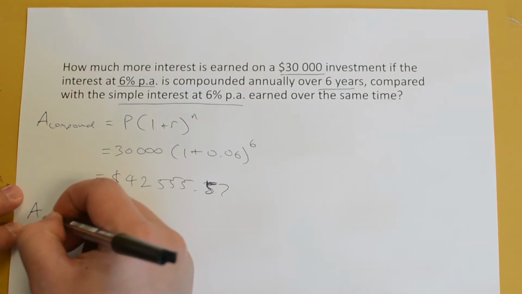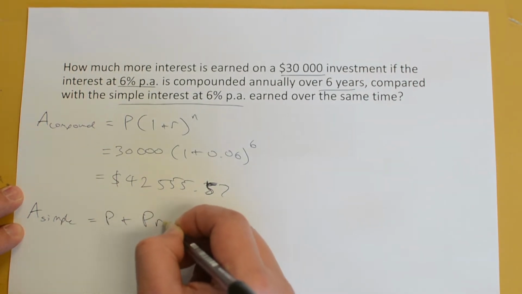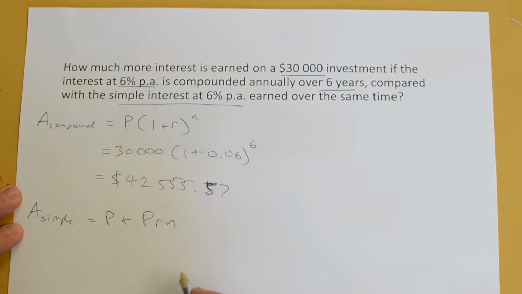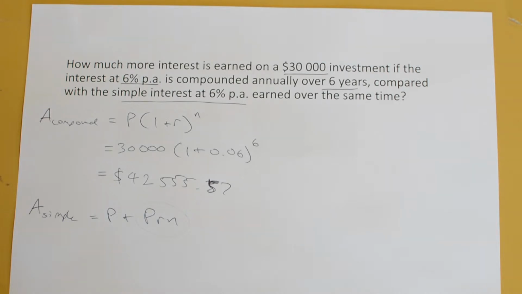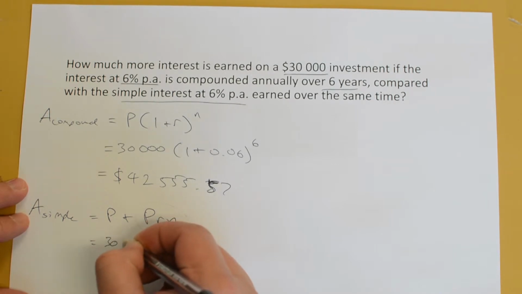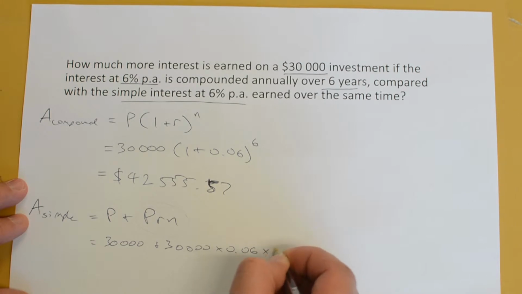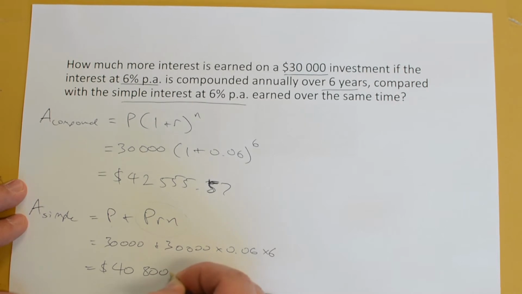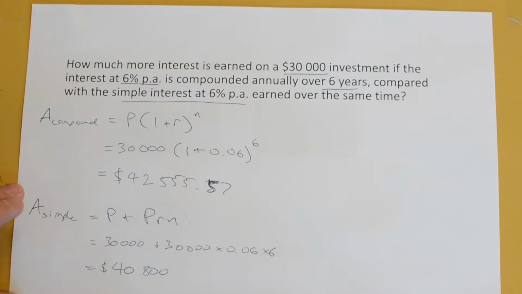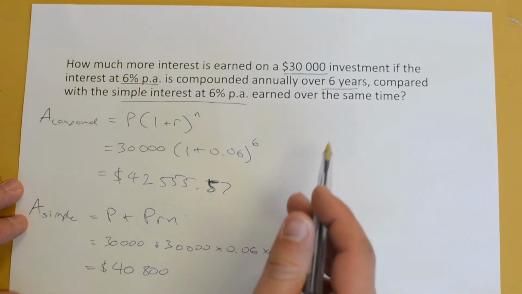The simple amount, so I'll just write subscript simple here. Again, the formula is P plus PRN. So this amount here is just your interest, and this amount here is your principal, and we're looking at the total amount, not just the interest, so we have to add them. Again, filling out those pieces of information. Here the rate is 0.06 again, and the term is still 6 years. The amount should come to $40,800.